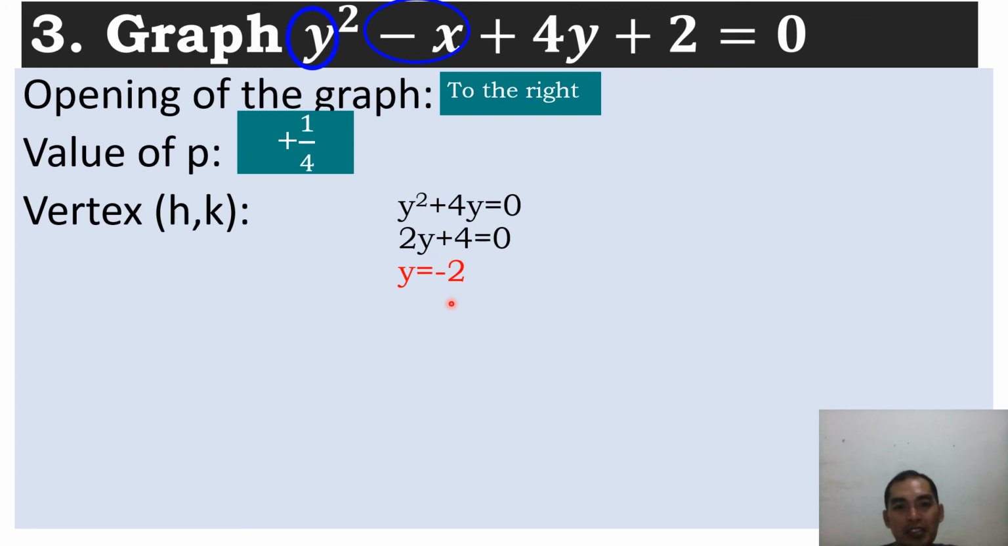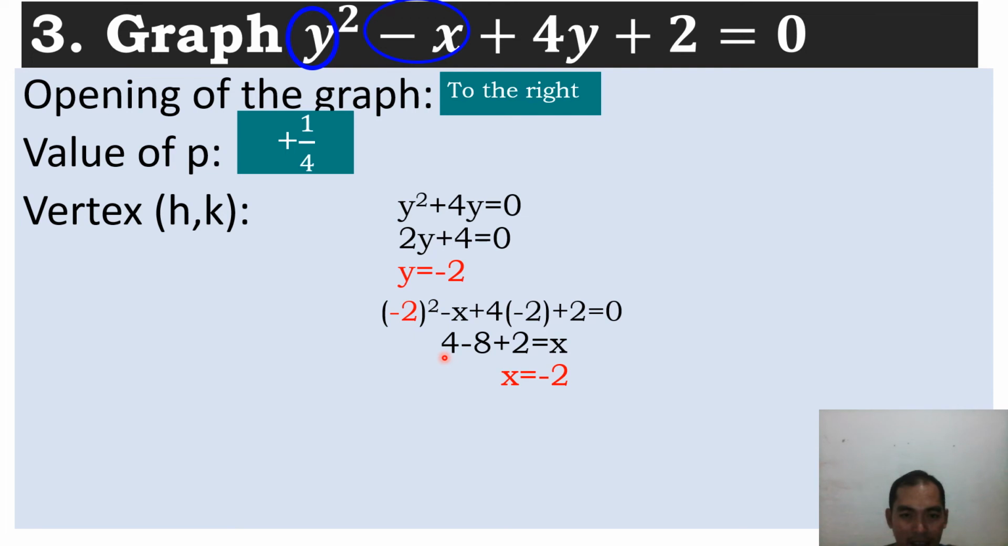Then substitute negative 2 into the original equation. We have negative 2 squared minus x plus 4 times negative 2 plus 2 equals 0. Negative 2 squared is positive 4. Transpose negative x to the other side, it becomes positive. 4 times negative 2 is negative 8. Then copy positive 2. 4 plus 2 is 6. Minus 8 is negative 2. So this is our vertex, negative 2, negative 2.